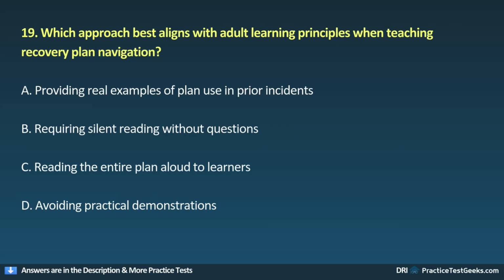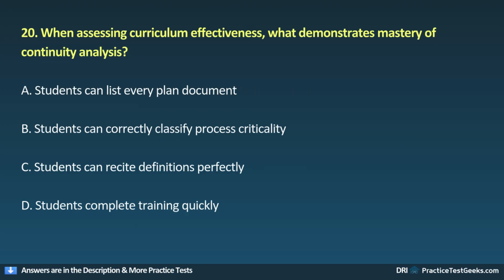19. Which approach best aligns with adult learning principles when teaching recovery plan navigation? A. Providing real examples of plan use in prior incidents. B. Requiring silent reading without questions. C. Reading the entire plan aloud to learners. D. Avoiding practical demonstrations.